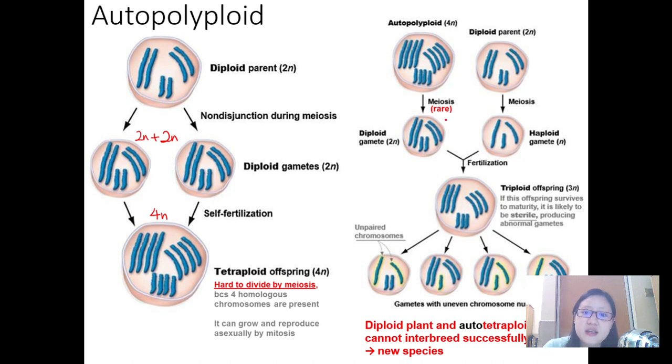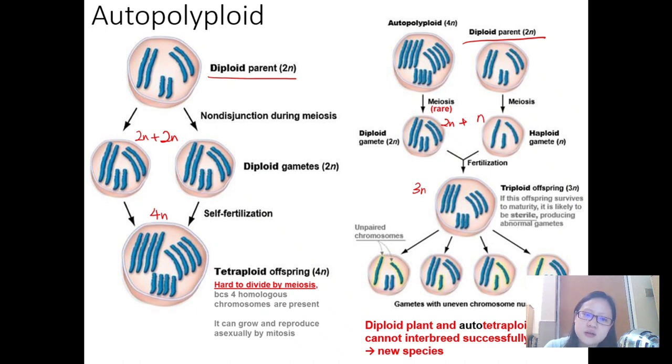Now, this diploid gamete, which occurs very rarely, can, interestingly, fuse with a normal gamete from the same diploid parent. Theoretically, it can fertilize, forming a triploid offspring. But the offspring is sterile because the triploid offspring cannot evenly segregate its chromosomes to two poles. So the gametes have uneven chromosome numbers and are abnormal. Can you imagine 3N divided by 2 is 1.5N? There's no such thing as 1.5 chromosomes. It's always going to be a weird number of chromosomes.